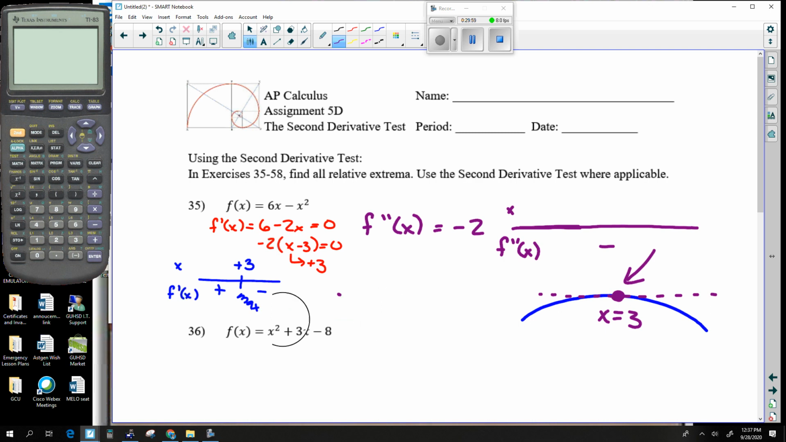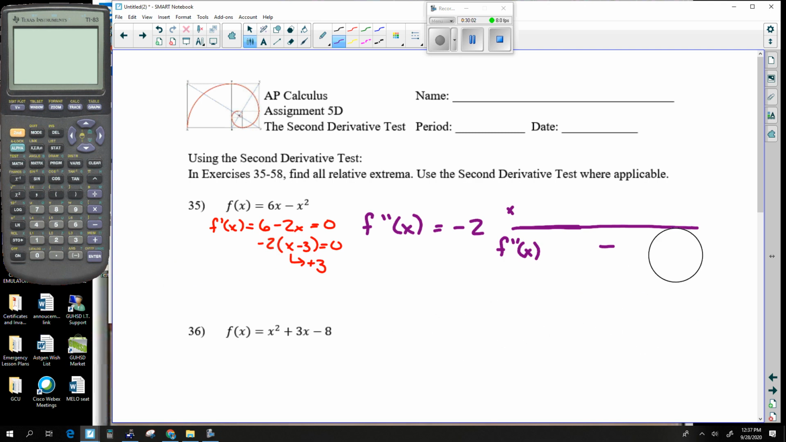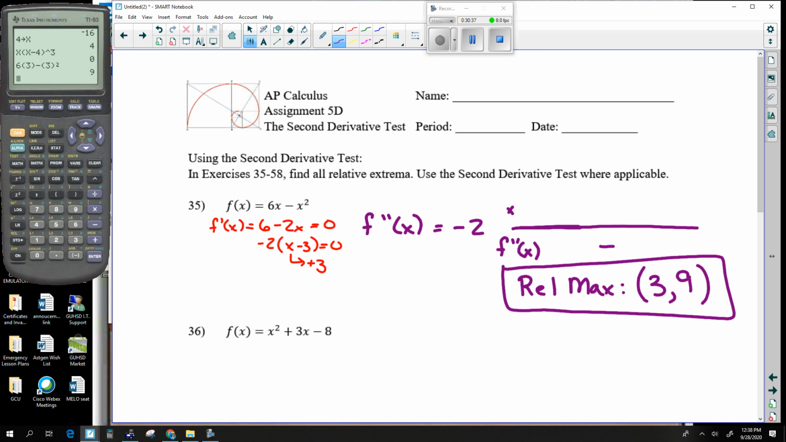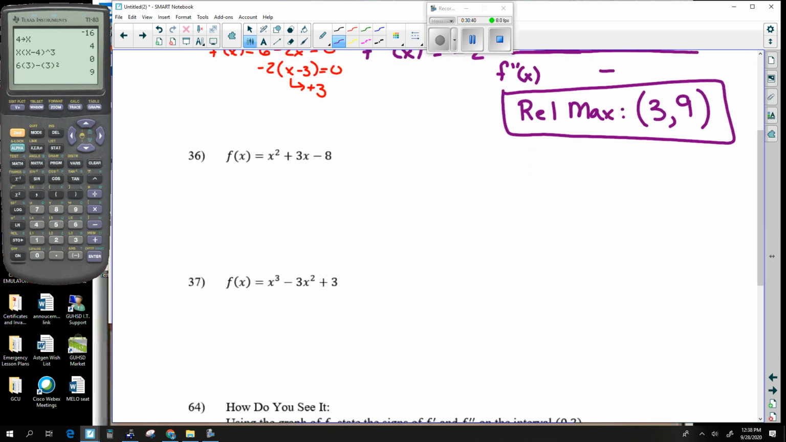All right, so pretending like we didn't do any of this, I see that I have a critical value at +3, which is going to be concave down. That implies that this is going to be a relative max when x is equal to 3. You'll kind of see what I mean when we do more of these examples.